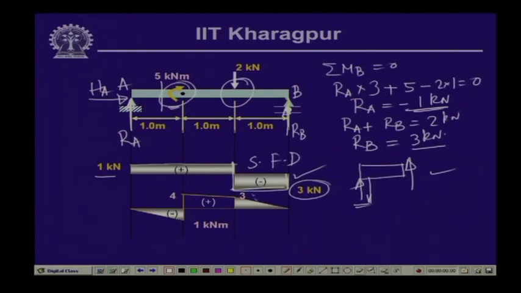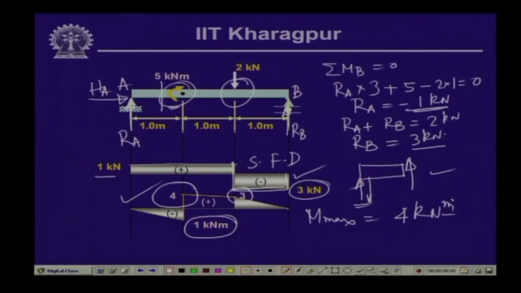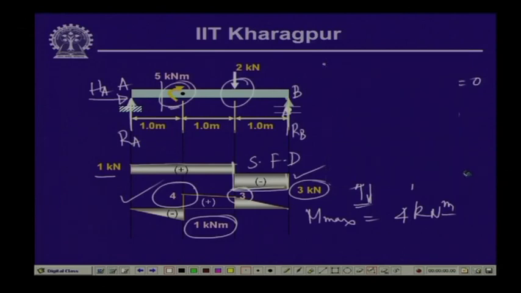Now, if we plot the bending moment diagram correspondingly, we find that at the point of concentrated moment, from 1 kilonewton meter it changes over to 4 kilonewton meter, and here the moment comes to 3 kilonewton meter and here it is 0. So, this is the variation of the bending moment diagram. Now, as we can see, the value of the maximum bending moment is equal to 4 kilonewton meter, and as we know, if we compute the bending stress, sigma is equal to M y by I.